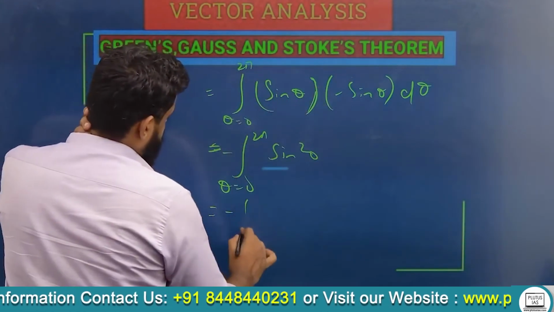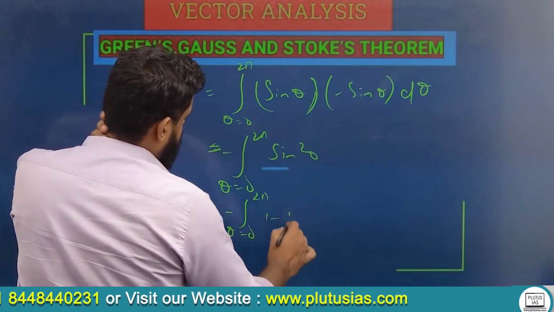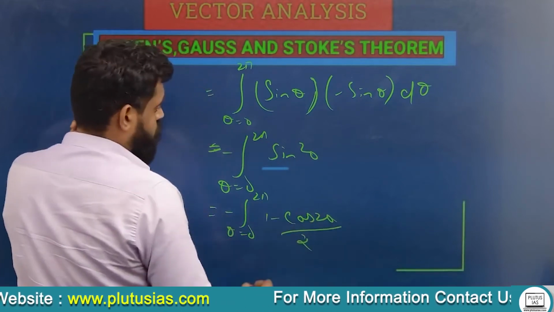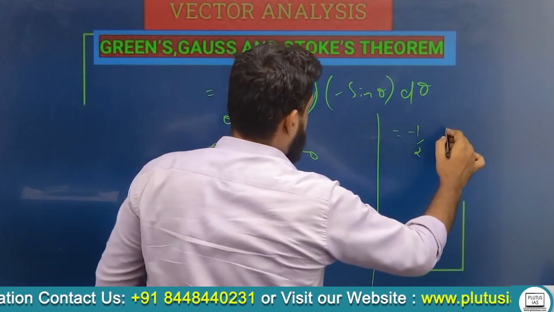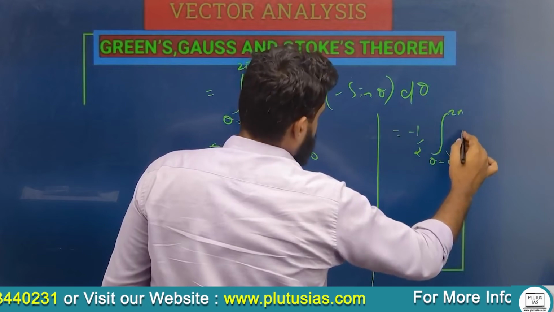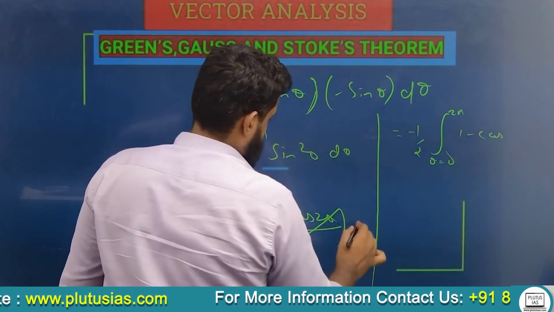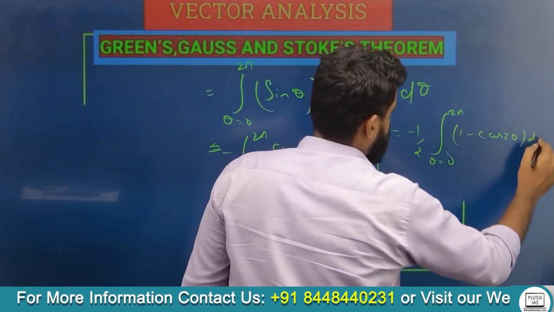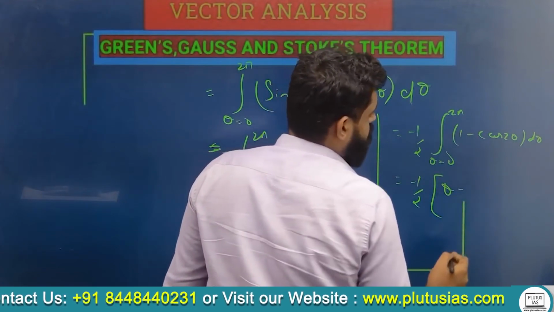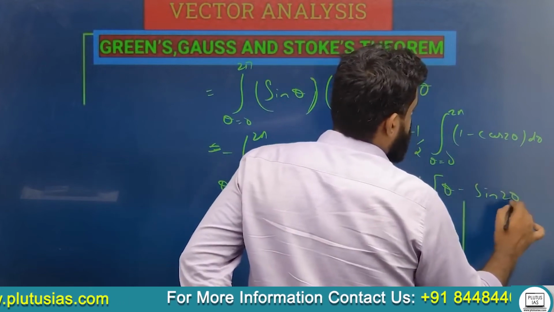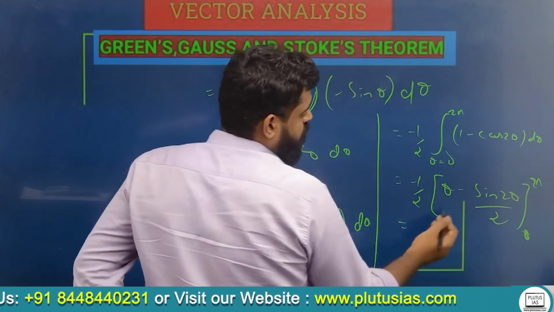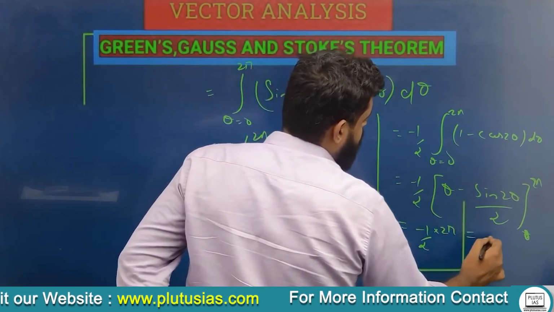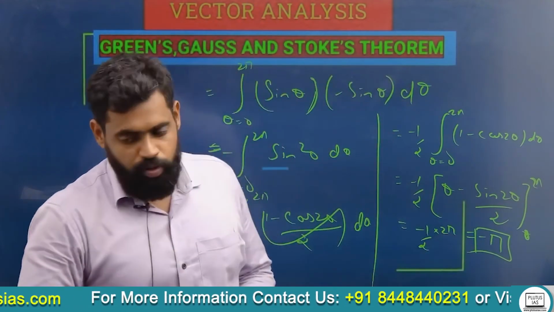You can do it like this: sine square theta is 1 minus cos of angle 2 theta upon 2. So minus 1 by 2 common, integral from theta equal to 0 to 2 pi of 1 minus cos of angle 2 theta d theta. This is minus 1 by 2 times theta minus, what would be the integration of cos 2 theta? It would be sine 2 theta upon 2, from 0 to 2 pi. Now this term automatically becomes 0, and this is 2 pi, so minus 1 by 2 into 2 pi, and we get the answer minus pi. So a case of simple integration here.